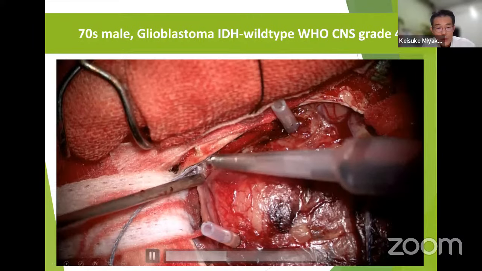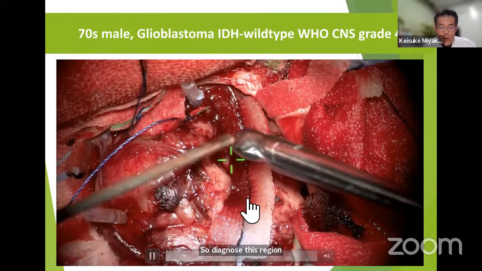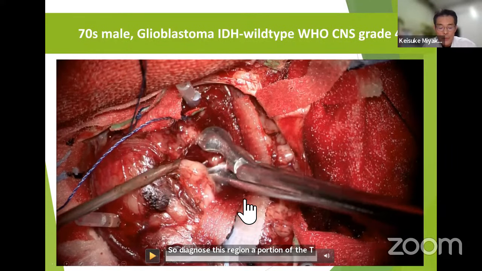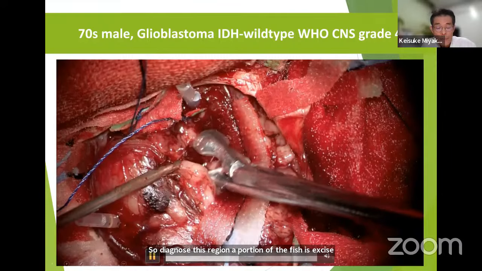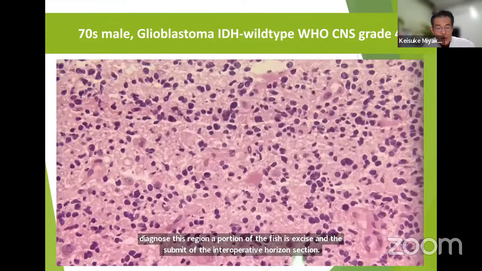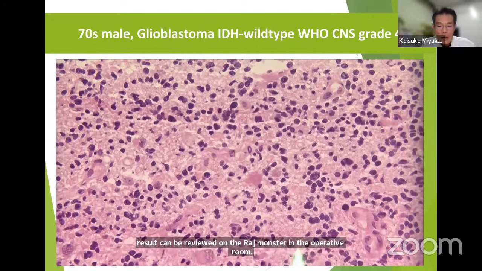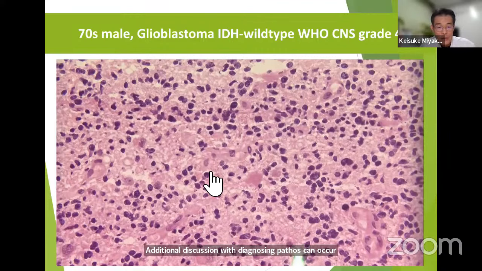To diagnose this lesion, a portion of the tissue is excised and submitted for intraoperative frozen section. This result confirms the diagnosis of glioblastoma. The result can be reviewed on the large monitor in the operating room. Additionally, discussion with the diagnosing pathologist can occur during the surgery.